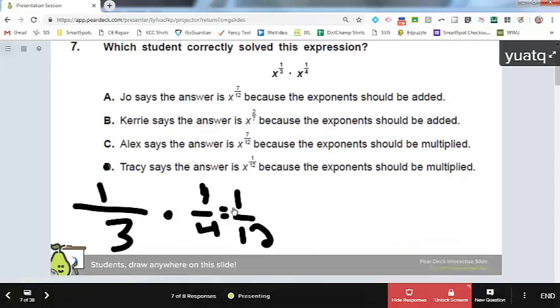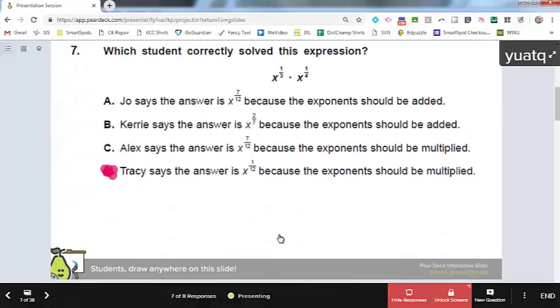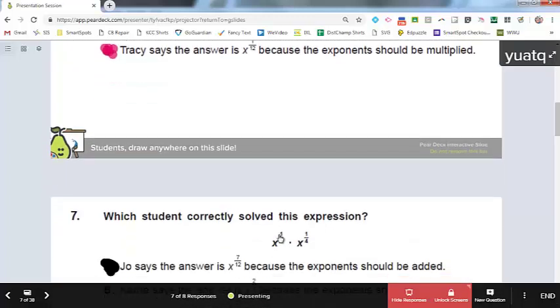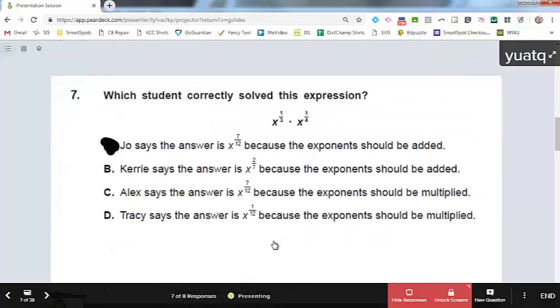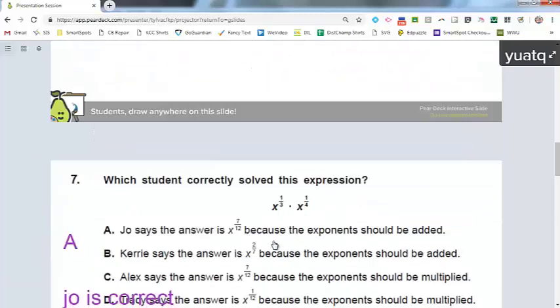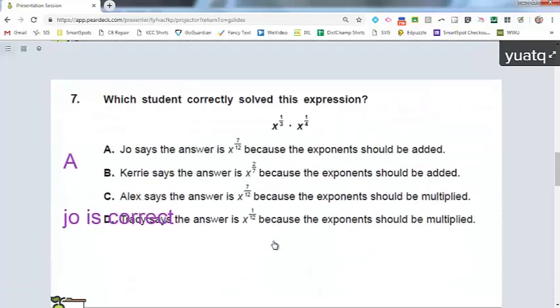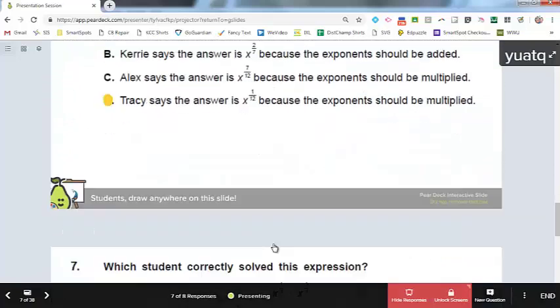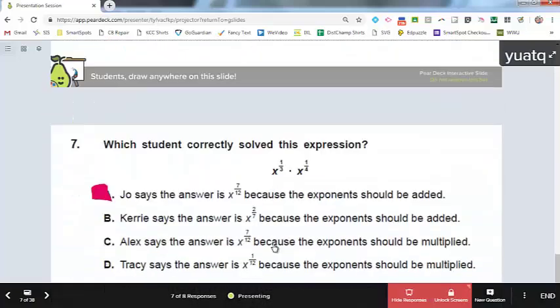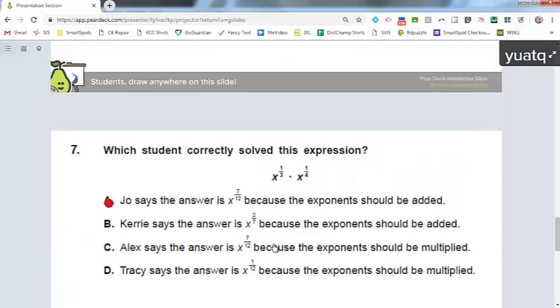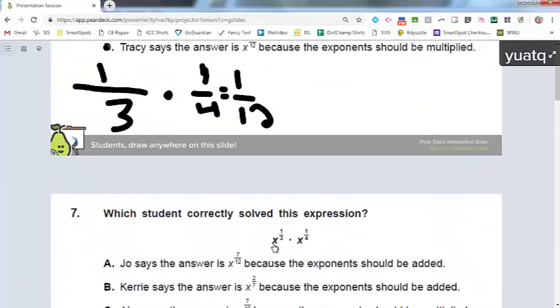So this person says that we should multiply the exponents and get 1/12. This person also says 1/12. This person says 7/12 because they should be added. Joe is correct. They should be added. They say multiply. They say add. We're like half and half on whether we should add or multiply these things.